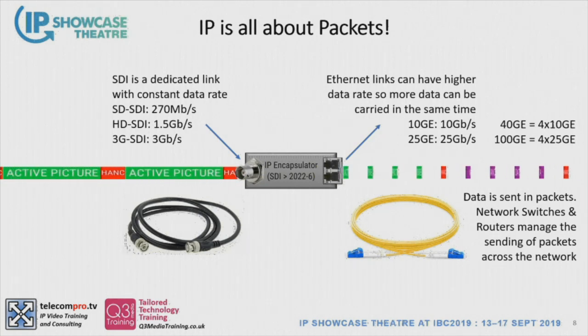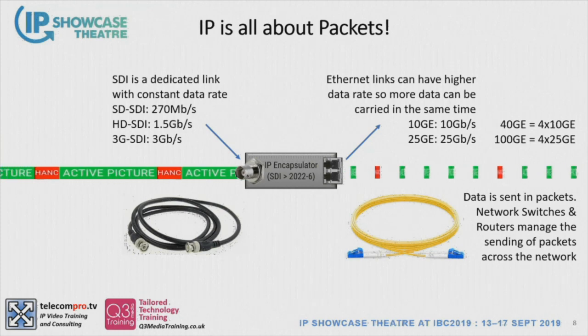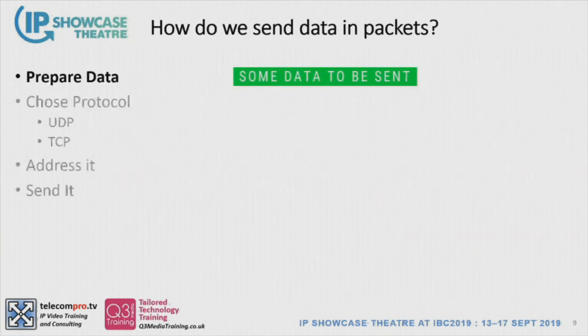So when it comes to things like 40 gig and 100 gig, there are essentially 4 channels of 10 gig or 4 channels of 25 gig Ethernet. So it's all, again, increasing the amount of pipes we've got.